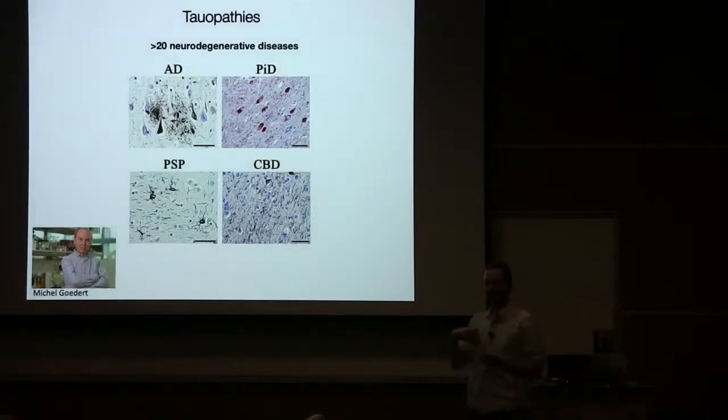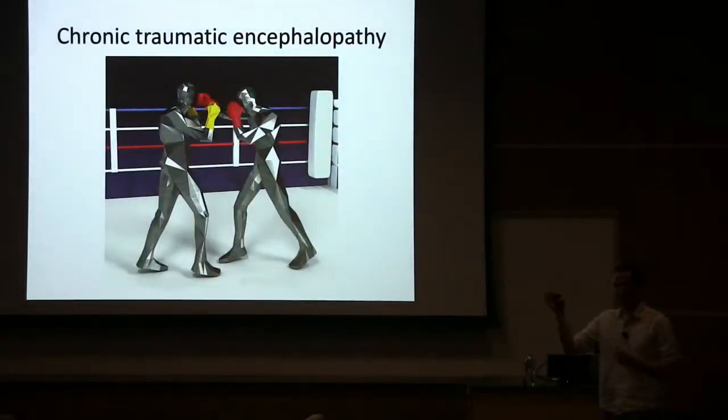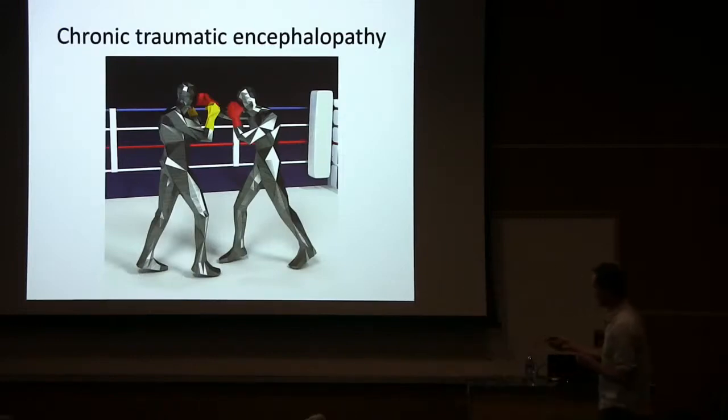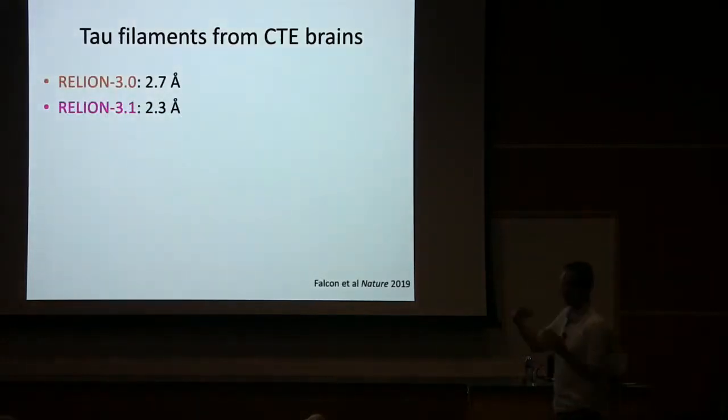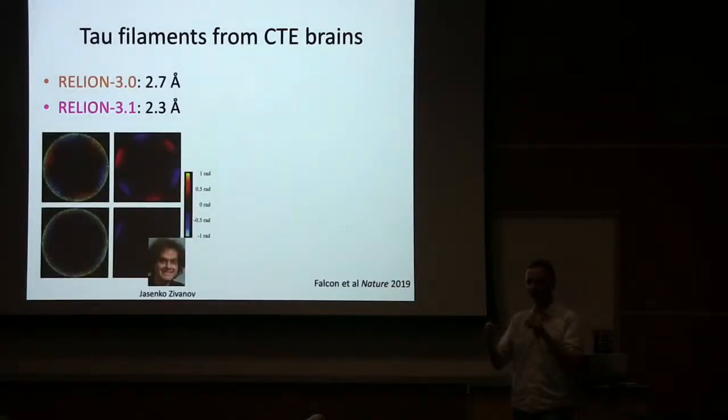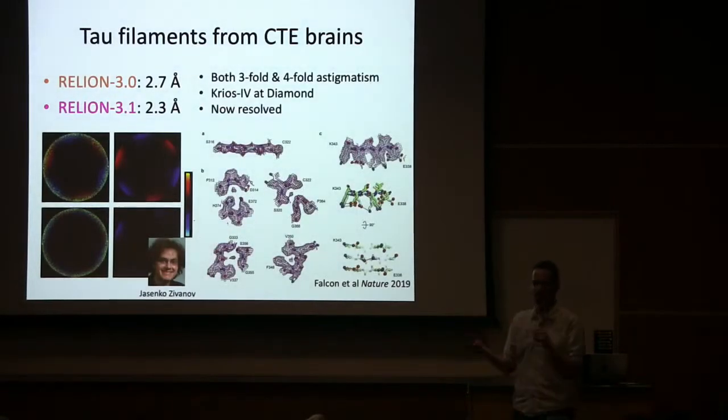Now, what happens with some of the other diseases? The next one I'd like to speak to you about is chronic traumatic encephalopathy, because that one, as in Alzheimer's disease, had both three and four repeat tau isoforms. And people thought that probably the filaments from CTE would be the same as the ones from Alzheimer's disease for that reason. Biochemically, also, with limited proteolysis, you wouldn't be able to distinguish them. So for this we used some more advances in RELION, in particular algorithms developed by Jasenko Zivanov to correct for errors that you may have made when you aligned the scope. In this case, this was data collected at Diamond, the National Facility in the UK.